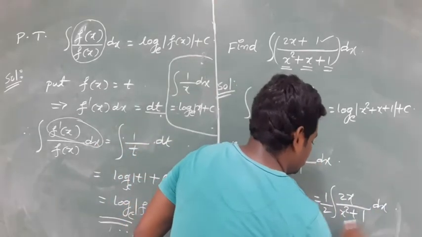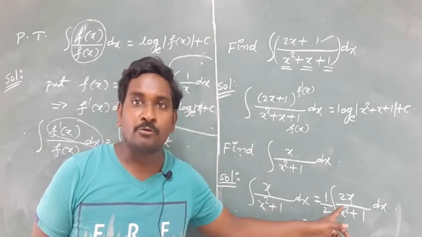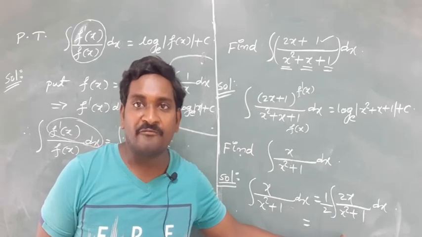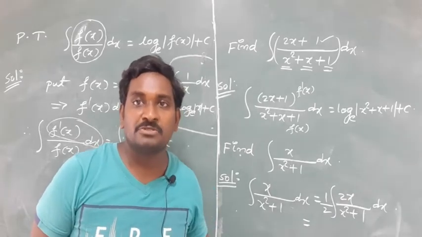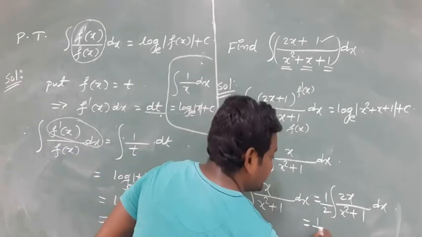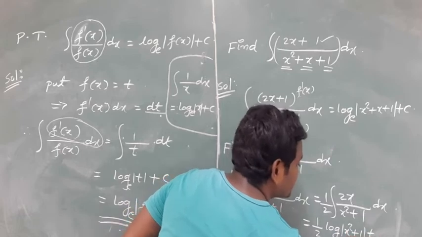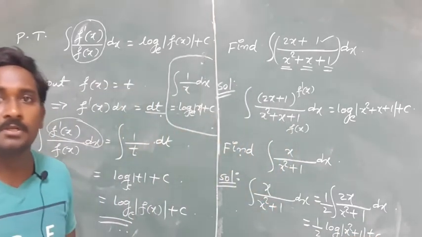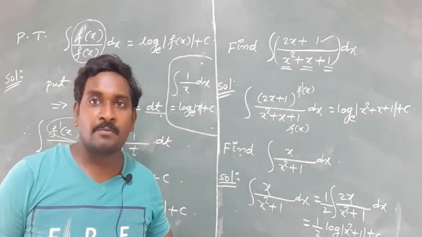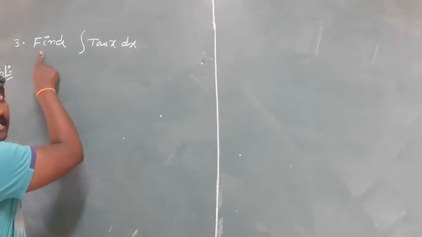Now observe the inside function. In the numerator we have 2x, in the denominator we have x square plus 1, and the derivative of x square plus 1 is 2x, which is the numerator. That's why you can apply this formula. Half into log mod x square plus 1 plus c. This is the result of the given integration. I will give other examples on this model. Please note down. Please see the next example.